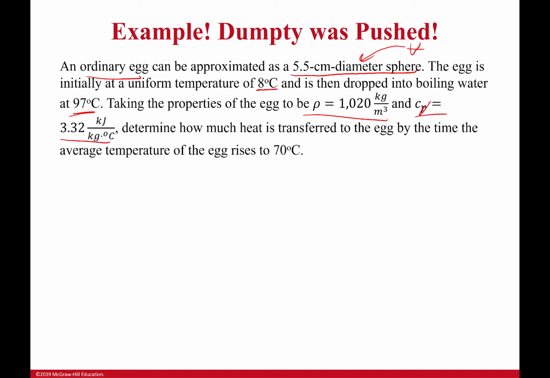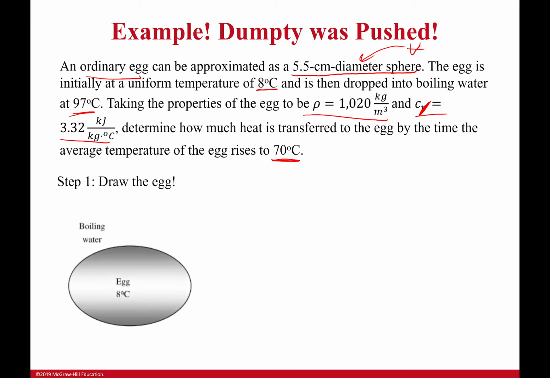As a note, I can get rid of this. Determine how much heat is transferred to the egg by the time the average temperature of the egg rises to 70 degrees Celsius. Okay, a lot of information here. Let's go ahead and first draw the egg. There it is. Beautiful. 8 degrees Celsius on the inside to begin with and 97 degrees Celsius on the outside.